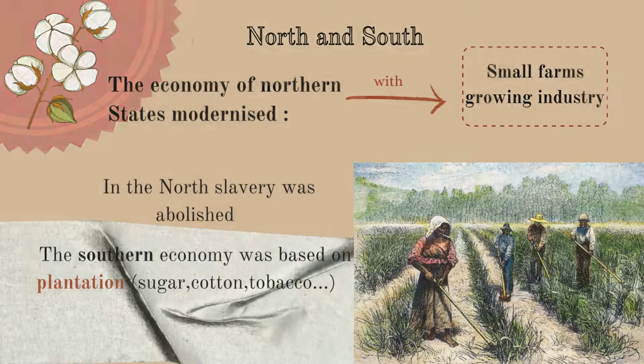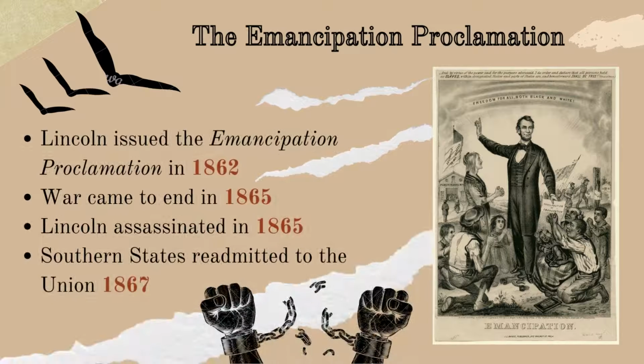or to Canada. The Emancipation Proclamation, 1863. Lincoln issued the Emancipation Proclamation, which freed all slaves in enemy territory. General Ulysses Grant took over command of the Union forces. The war finally came to an end in 1865 with the surrender of the Confederate forces.